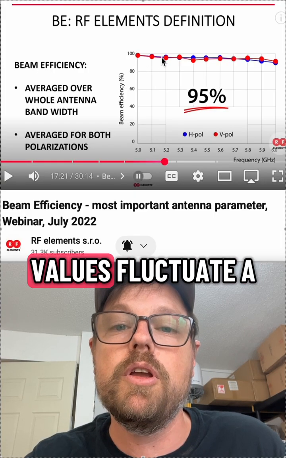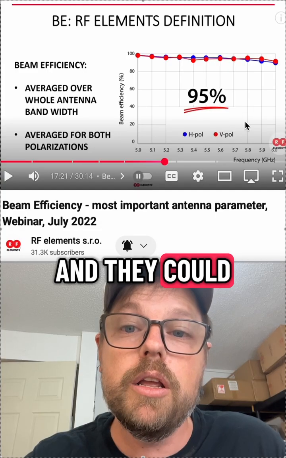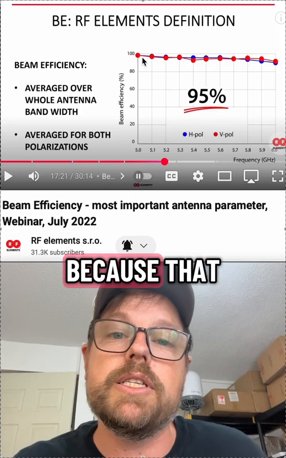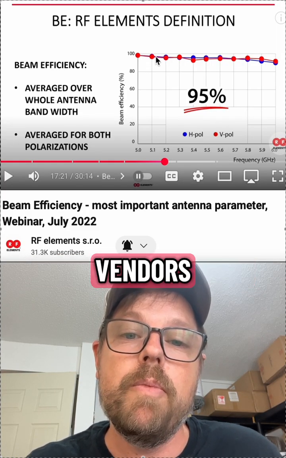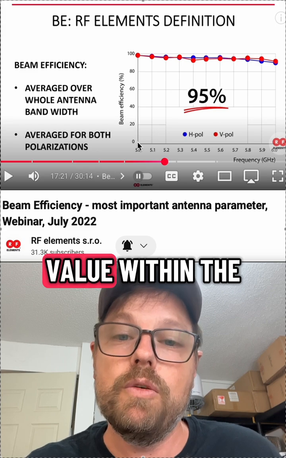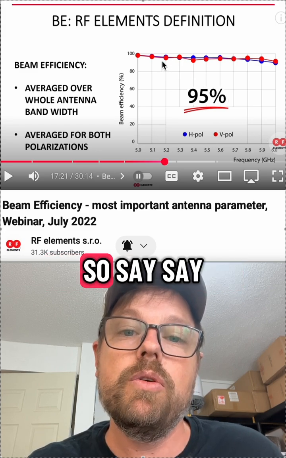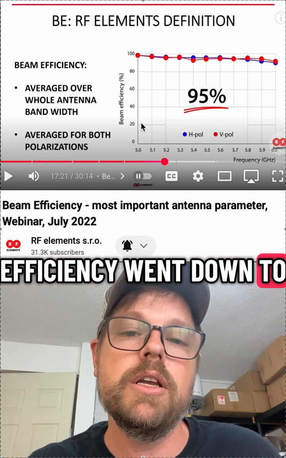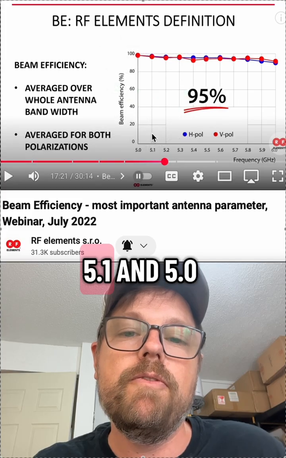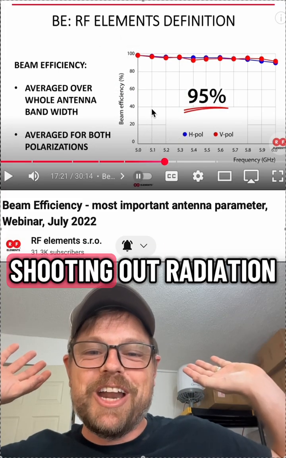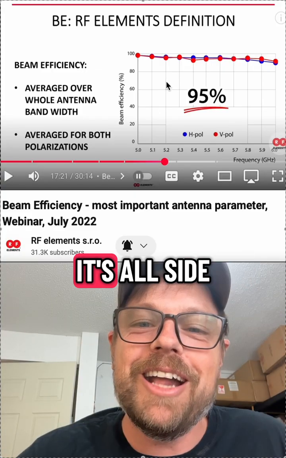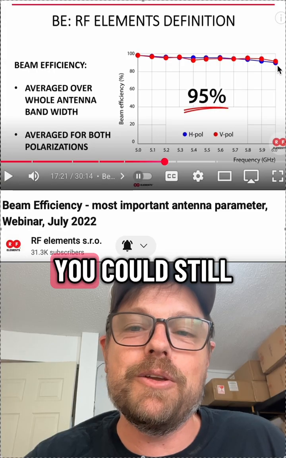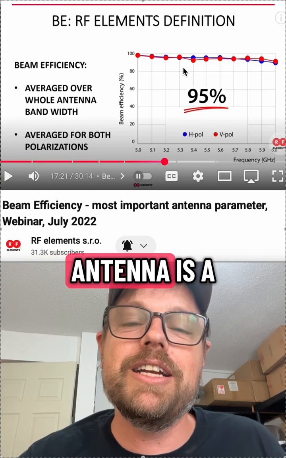But if the values fluctuate a lot, and they could, then averaging is not useful, because that lets antenna vendors have a really bad value within the frequency range. So say for example, it looked like this, and then beam efficiency went down to a very low value at 5.1 and 5.0, shooting radiation out the back, right? It's all side lobe and back lobe at that point. Well, if you're taking an average value, you could still pretend that your antenna is a good antenna.